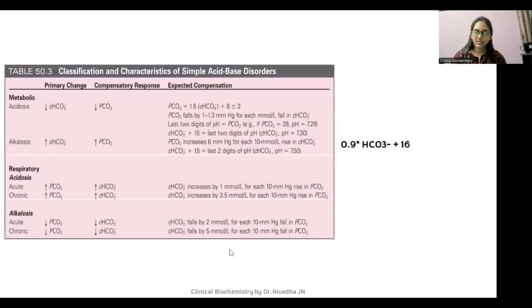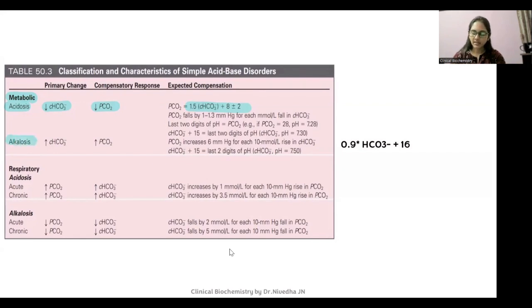What is the compensation for metabolic acidosis? You know the primary change, you know the compensatory change. The expected PCO2 is 1.5 times bicarbonate plus 8, plus or minus 2. Please note it down somewhere. So it is 1.5 into bicarbonate plus 8 plus or minus 2.